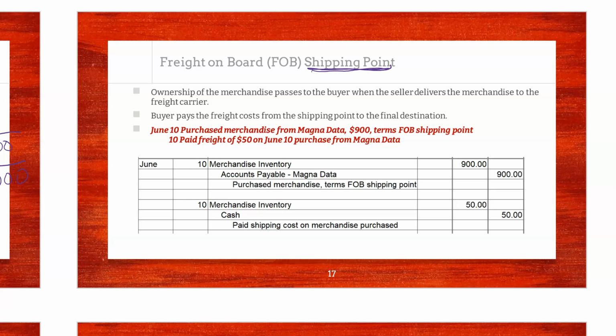And we need to know how much we've spent on our stock because now we need to know, when we turn around to sell it, what we need to price it at so that we're making money. Okay? So that's why it's put into that same account. All right. So when that happens, we have another transaction that says merchandise inventory, $50, credit cash. Okay. So that's freight on board shipping point.